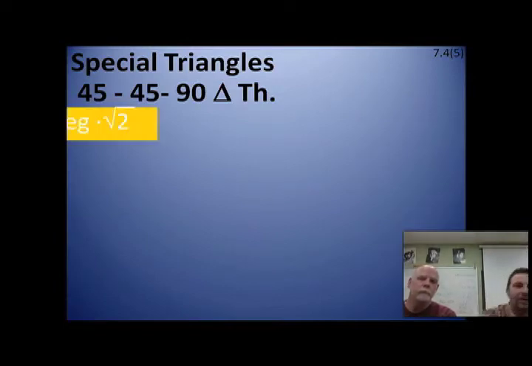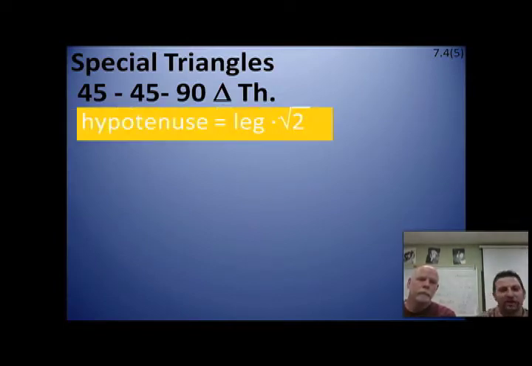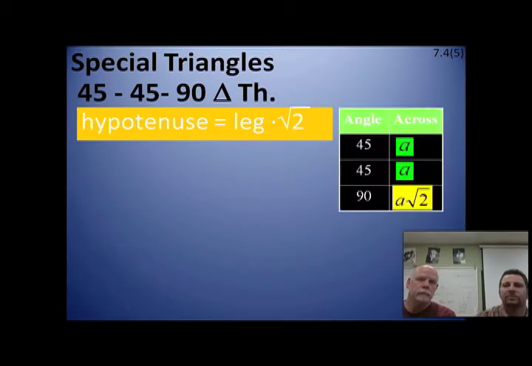So, here we go. Basically, in a 45, 45, 90 triangle, the hypotenuse equals the leg times the square root of 2. Now notice there's two legs on a right triangle, but it's only bringing in one. So the hypotenuse equals one of the legs times root 2, and you'll see why that is in a moment. But basically, if the angle is 45, we label the side across from that A. If the other angle is 45, we also label the side across from that A, and then at the 90-degree angle, we call that A root 2.